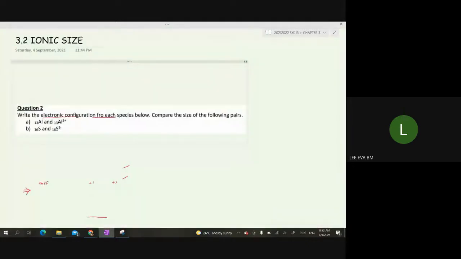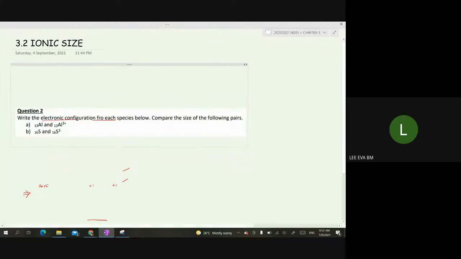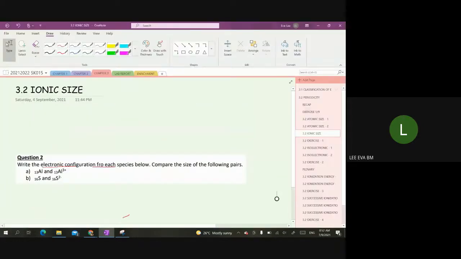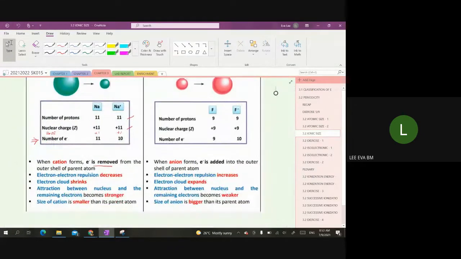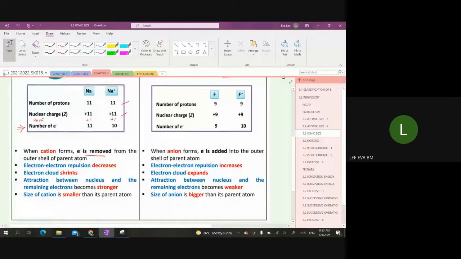So jadi semua elektron yang ada, tiba-tiba hilang. Okay, so semua elektron yang ada dia jadi makin dekat, antara satu sama lain. Therefore the attractions will become stronger. And then the size of your cation will become smaller.